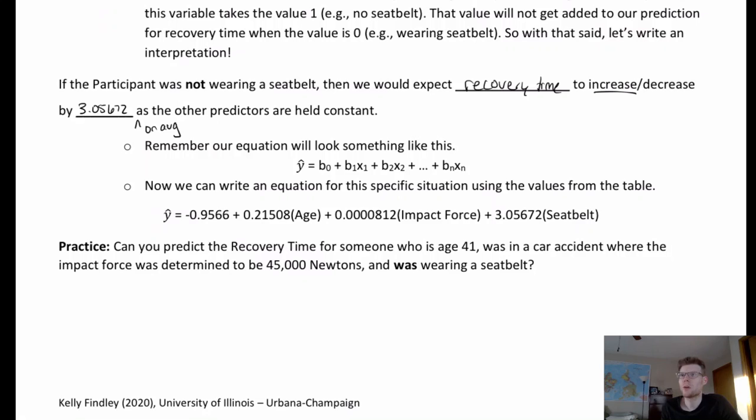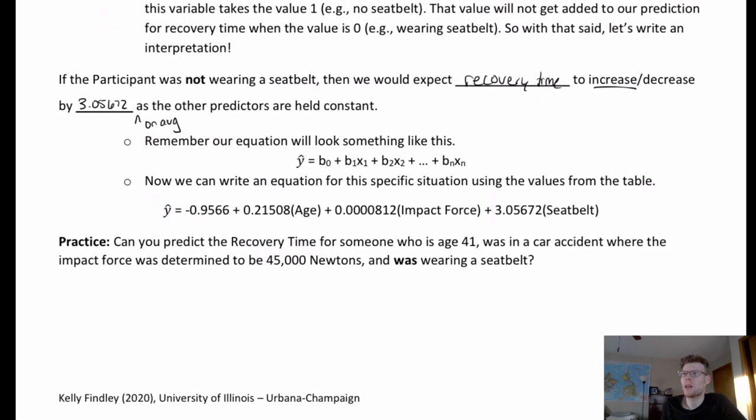So I can put that all together into an equation. And if I want to make particular predictions for recovery time for an individual based on their information for these predictor variables, I can do that. So can I predict the recovery time for someone who's age 41, was in a car accident with impact force at 45,000 newtons, and was wearing a seatbelt? So I'm going to do y hat equals negative 0.9566 plus 0.21508 times their age is 41, plus 0.000812 times their impact force is 45,000.